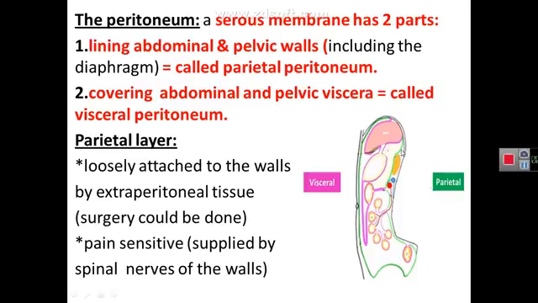Parietal peritoneum, which is the peritoneum lining the abdominal wall. For example, this green line lines the anterior abdominal wall, so it is parietal. This is a lining or covering of the floor of the pelvis. It is parietal. This is the peritoneum of the posterior abdominal wall, so it is parietal. Here the diaphragm is covered from the inferior aspect, so it is parietal peritoneum. The other part is the peritoneum on the liver, on the stomach, on the intestine. This is the visceral peritoneum.